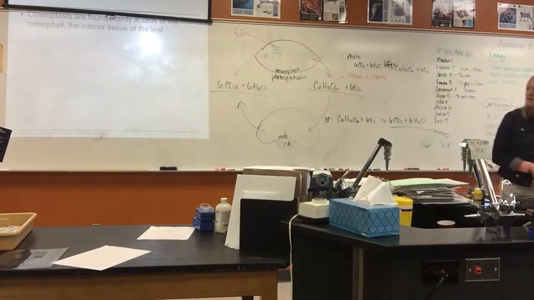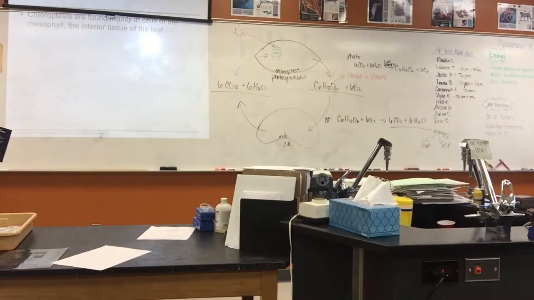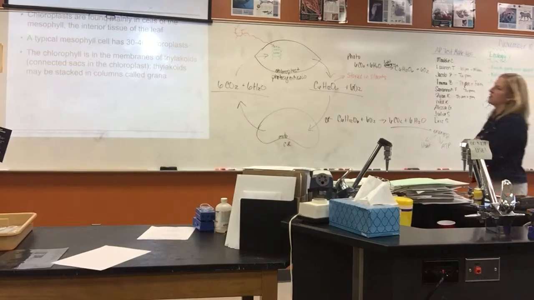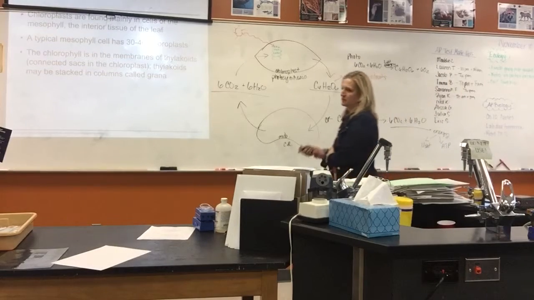Chloroplasts are found mainly in the cells of what we call the mesophyll layer of the leaf. Meso means middle, so it's the cells in the middle of the leaf. A typical mesophyll cell has 30 to 40 chloroplasts, so there's a bunch of them. And the chlorophyll is in the membranes of those thylakoids. And the thylakoids are in stacks called grana. So that's what we just went over.